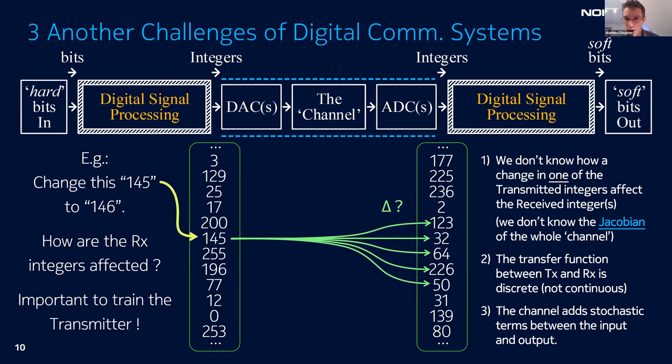Second thing is the transfer function between TX and RX is discrete. I'm sending integers and I'm probing integers. So it's not continuous, which makes it even harder. And the third thing is that the channel adds some stochastic stuff between what I send and what I'm receiving. And a priori, I don't know what that stochastic stuff is. I shouldn't make any approximation or estimation of what that stochastic stuff is. Okay, so these are the four challenges for digital communication systems per se.